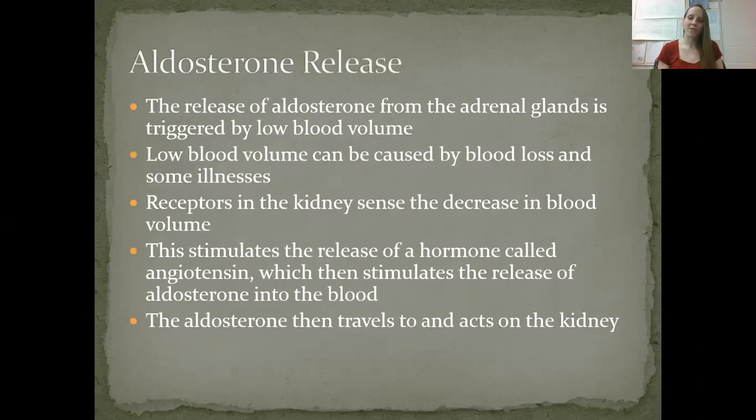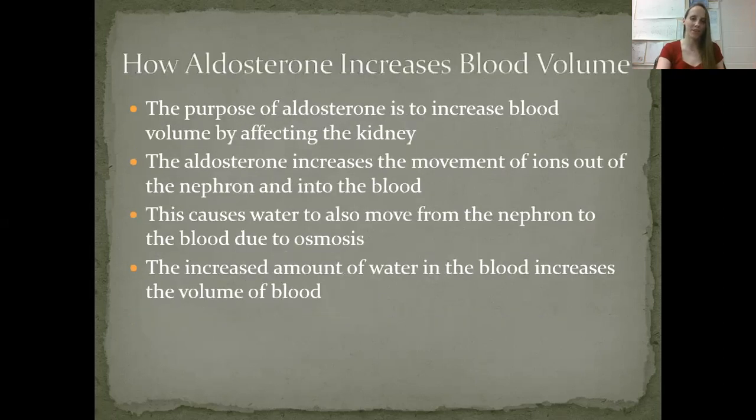The release of aldosterone from the adrenal glands is triggered by low blood volume, which can happen if you're hemorrhaging or losing a lot of blood. So receptors in the kidney will sense that decrease in blood volume, which will stimulate the release of something called angiotensin, which is then going to stimulate the release of aldosterone. The aldosterone then travels to the kidney, where it will, like I said, affect the permeability of the nephrons.